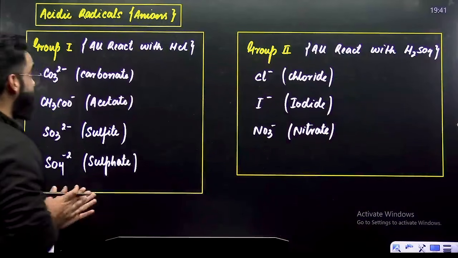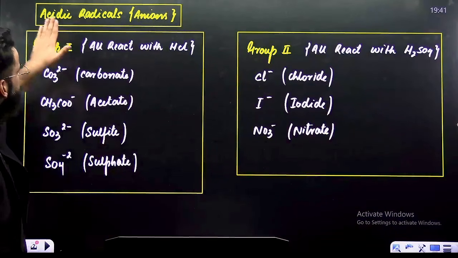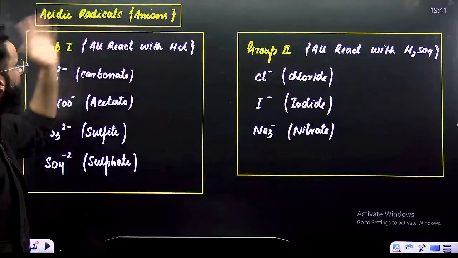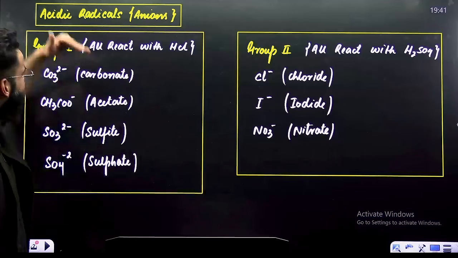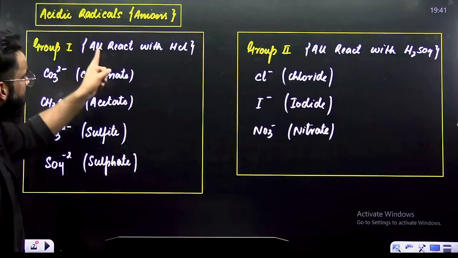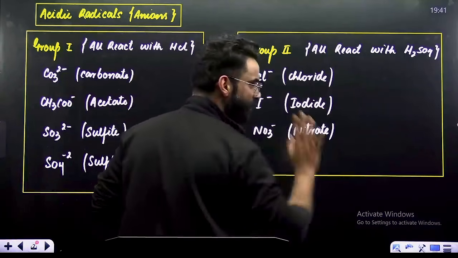My dear students, first thing, we have got the first type of stuff. What is that? That is the acidic radicals. Your anions are also called acidic radicals. And in the acidic radicals, my dear students, we have got 2 groups. Group 1, which react with HCl, and group 2, which react with H2SO4.